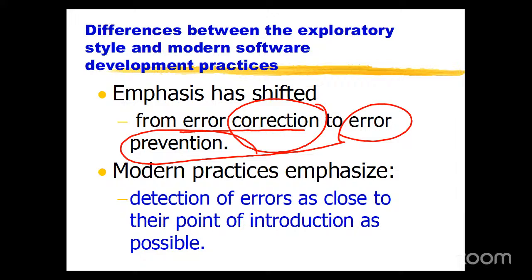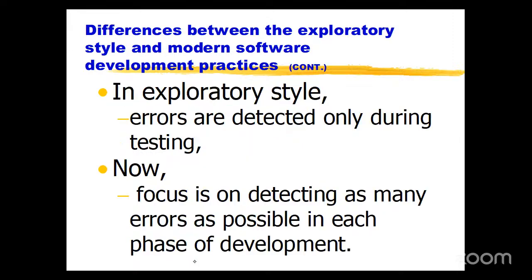So we were using error correction and error prevention in the previous one. In modern practice, we detect the errors as close to the point of their introduction as possible. Whatever errors we get, we remove them, and we take care that those kinds of errors do not happen in the future.